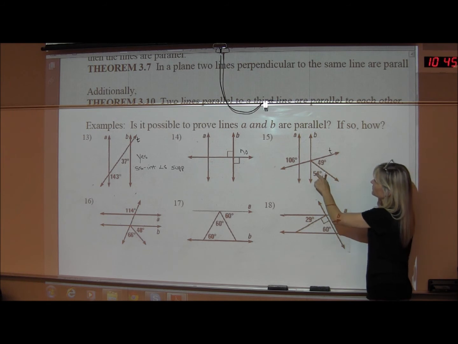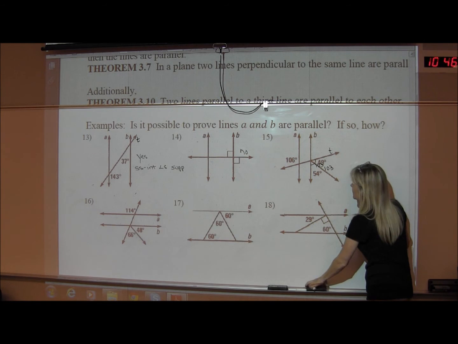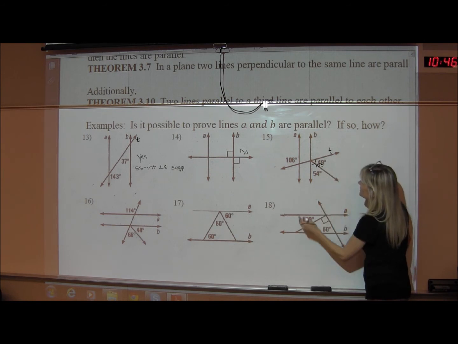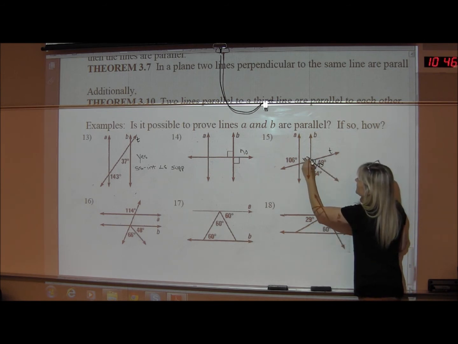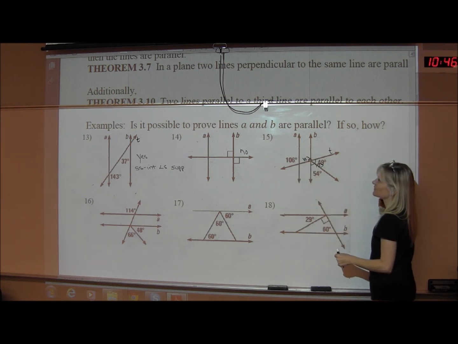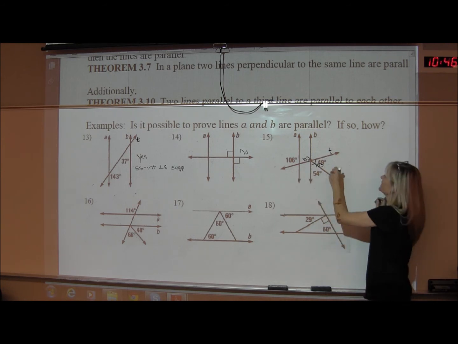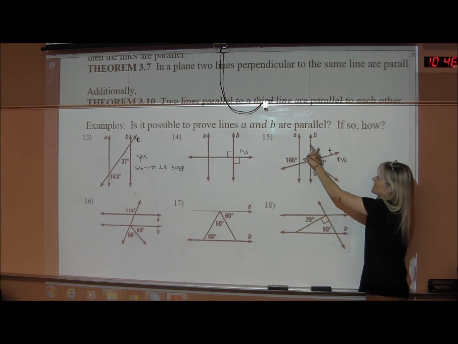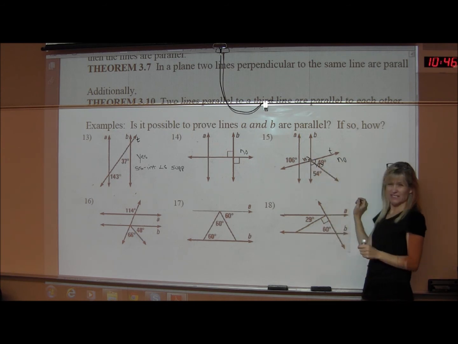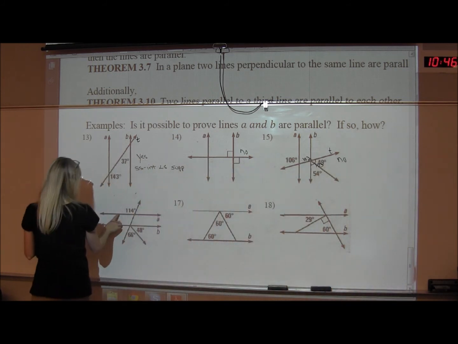54 and 49, we can see what those add up to. That adds up to 103. So this angle is 103. Does that help us? No, because that means this angle is 103, right? And these are corresponding angles. They'd have to be congruent in order for these to be parallel. So no. If this was 106, then we could say these were parallel. Does this make sense? Are you following? Good.